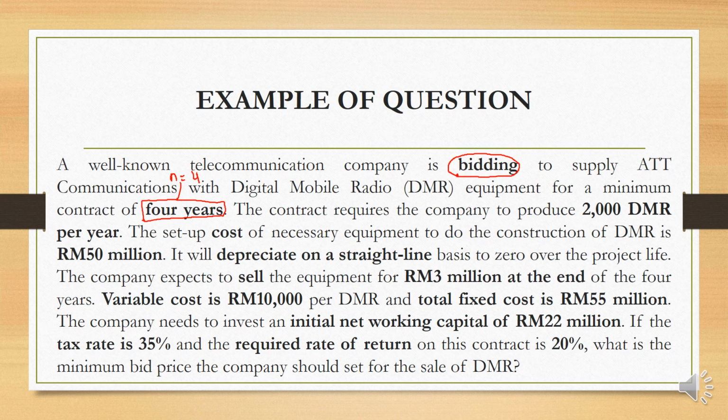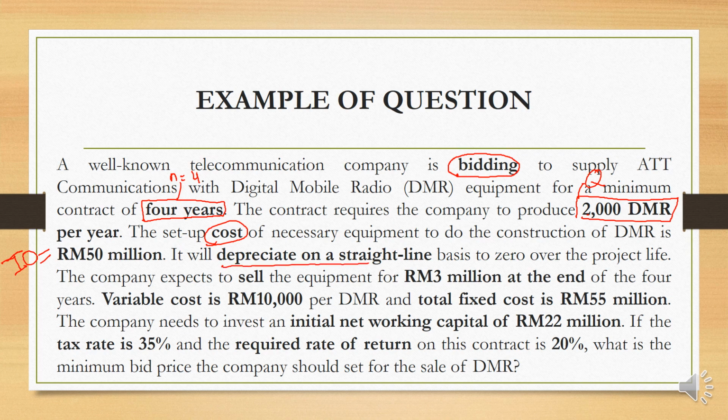The contract required the company to produce 2,000 DMR per year. Units produced here represent Q, which is the quantity of the production. The setup cost of the necessary equipment to do the construction of DMR is 15 million. So the amount of cost is represented by initial outlay or IO. So the cost of the project or the initial outlay of the project is RM 15 million. It will depreciate on a straight line basis to zero over the project life.